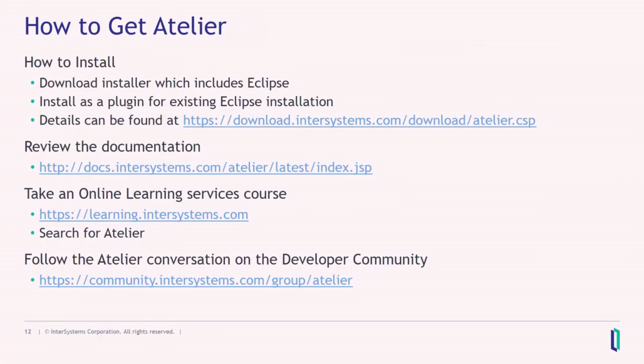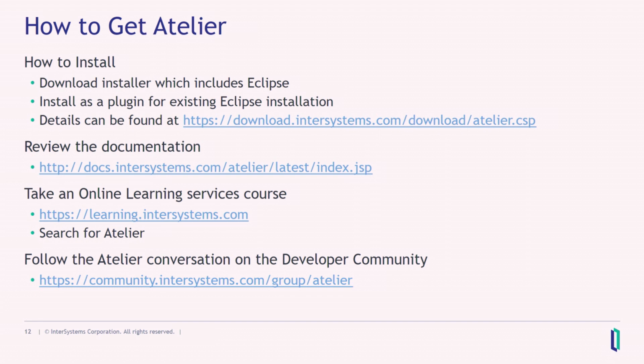If you want to get Atelier, this is important to realize, it's not included in the installation kit. Again, we want to do things the Eclipse way. If you go to this link, go to our downloads, there'll be a separate section for downloading Atelier. You can still download an installer, and it will install Eclipse and Atelier.